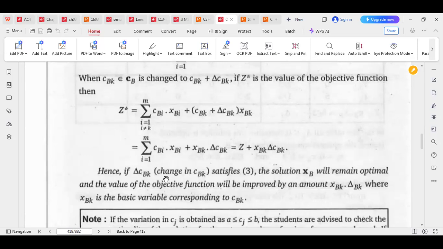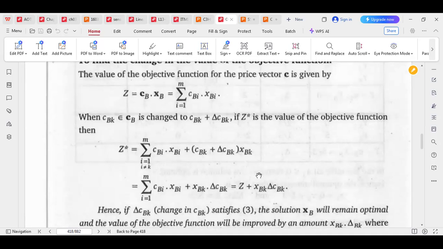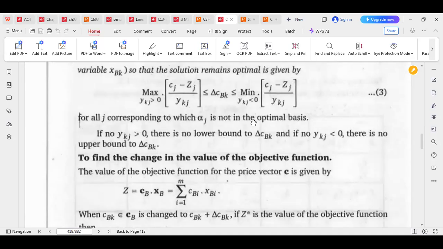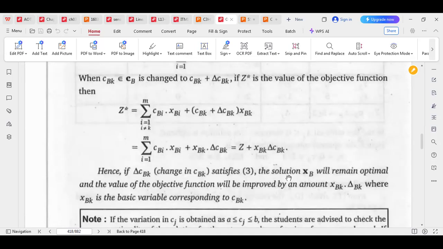Hence, if delta cbk, the change in cbk, satisfies equation number 3, that means this equation 3 is satisfied, then the solution of the basic variable xb will remain optimal, and the value of the objective function will be improved by an amount. This is the increase in the new objective function, where xbk is the basic variable corresponding to the cbk.